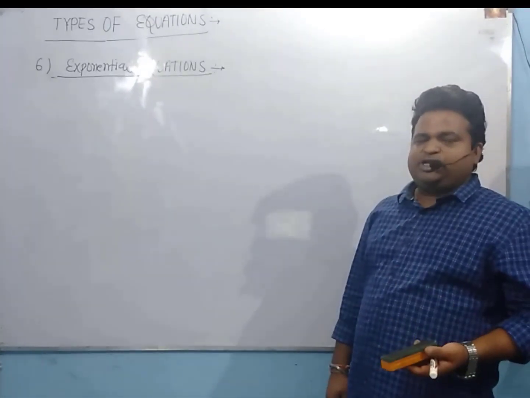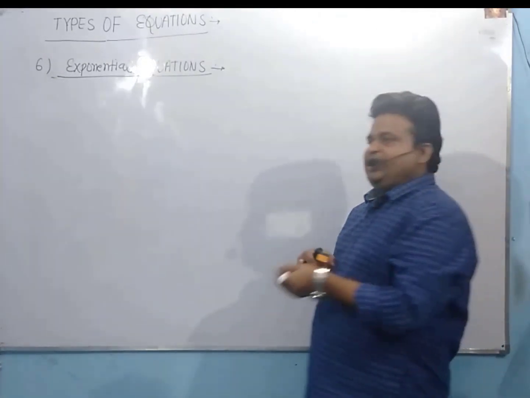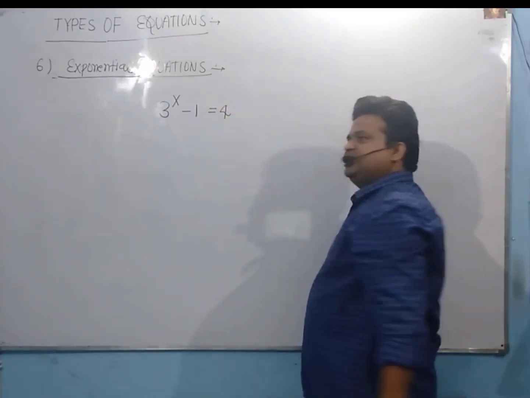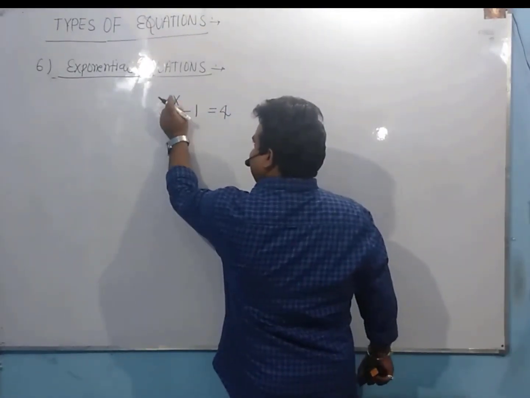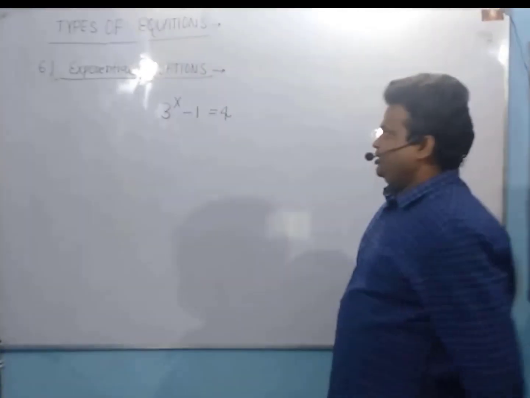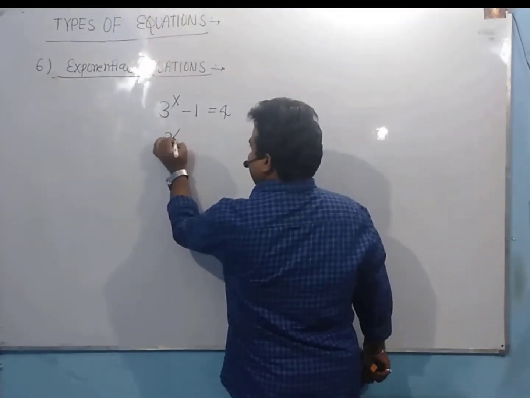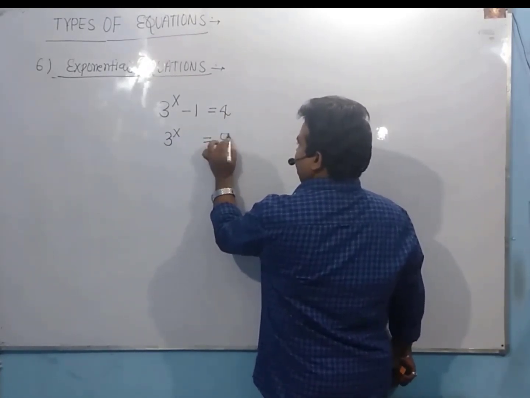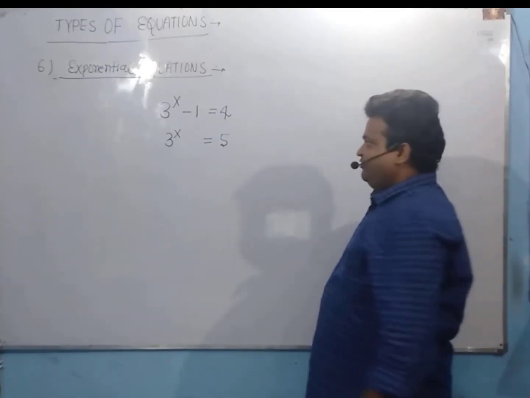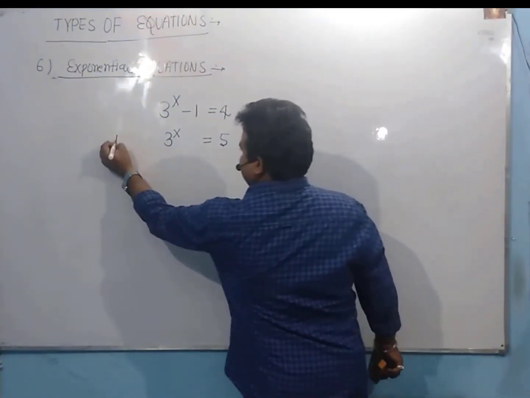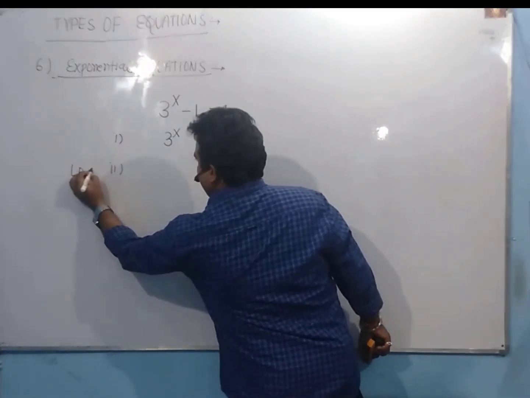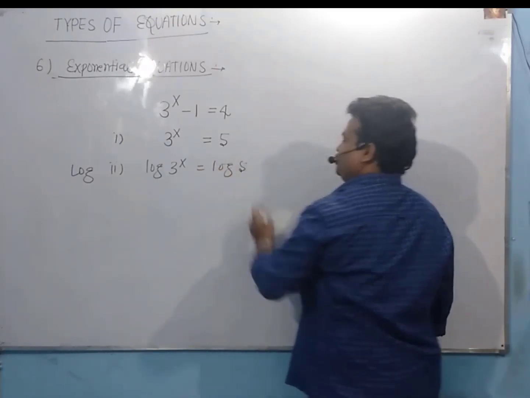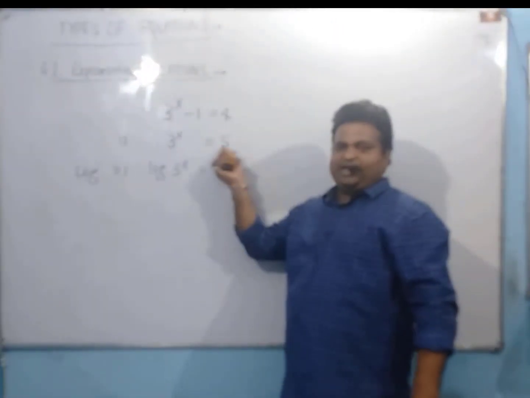So how will you solve an exponential equation? I am just writing one equation like 3 to the power x minus 1 is equal to 4. This is the question, right? In this term, this x is the exponential term. So I can first segregate each and everything, variable and quantity. This one will go over here, so you will get 3 to the power x equal to 5. After segregating, this is the first step. In the second step, take log. So I am taking log of 3 to the power x equal to log of 5, and you can take log on both sides, left hand side and right hand side.